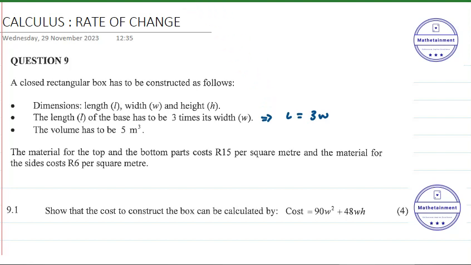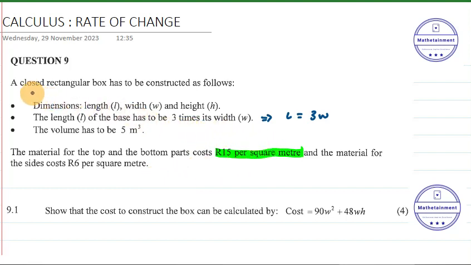We are told that the material for the top and the bottom part costs 15 rand per square meter. Bear in mind that we are talking about a bottom part as well as a top part. So it's a top and a bottom, it will cost us 15 rand per square meter. And the material for the sides costs 6 rand per square meter.